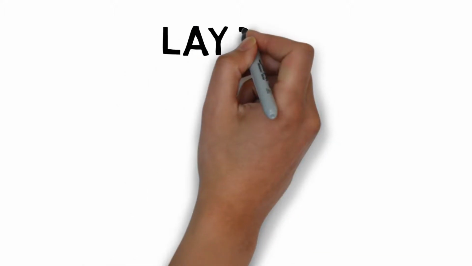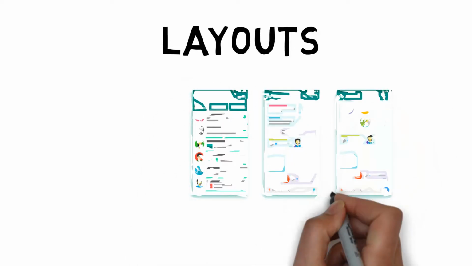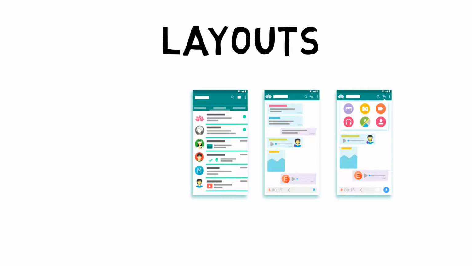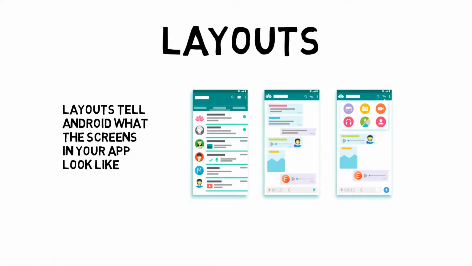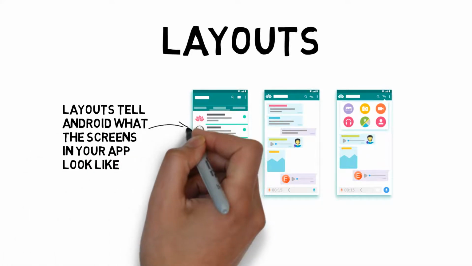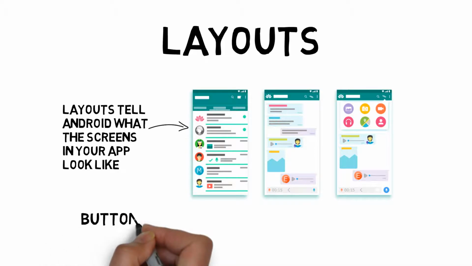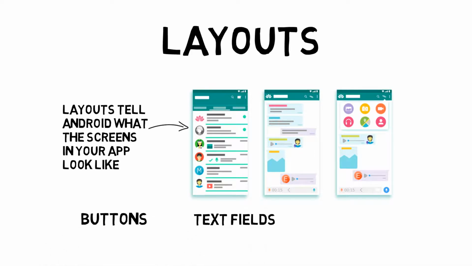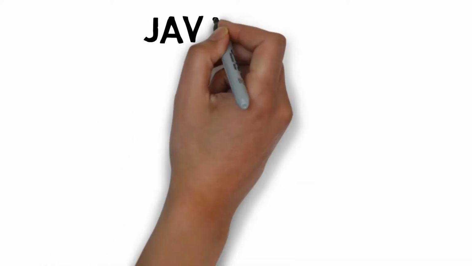Now let's see what makes up a typical Android application. Layouts define what each screen looks like. A typical Android app is comprised of one or more screens. You define what each screen looks like using a layout to define its appearance. Layouts are usually defined using XML and can include GUI components such as buttons, text fields, and labels.